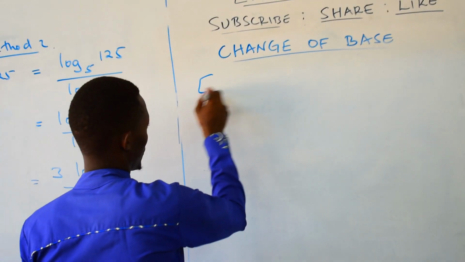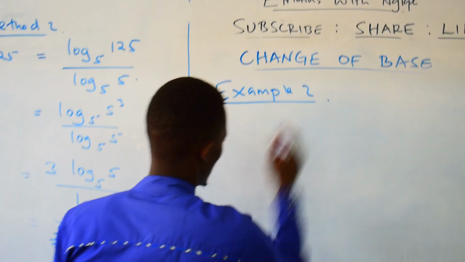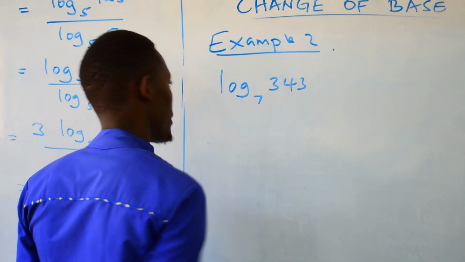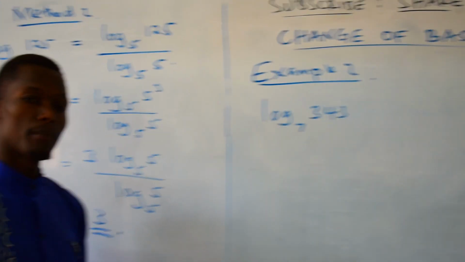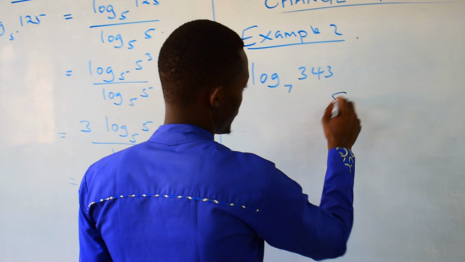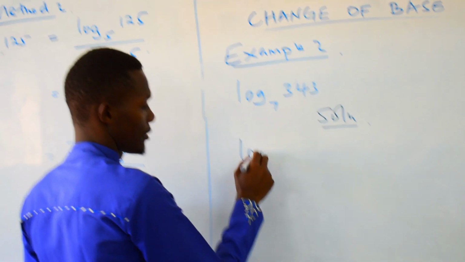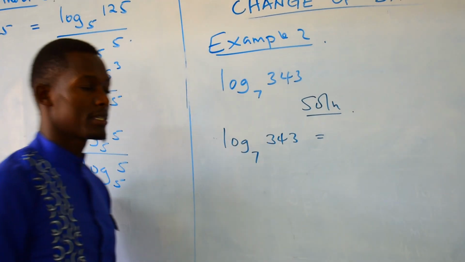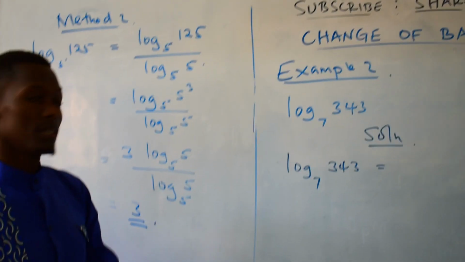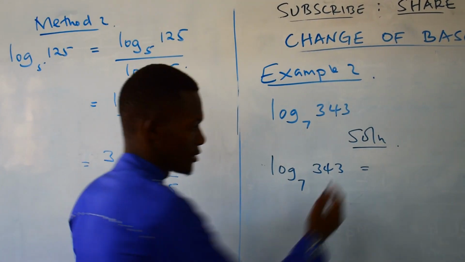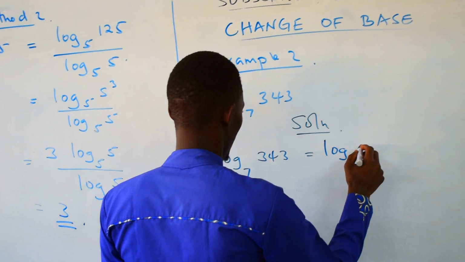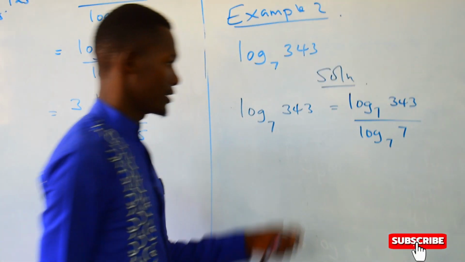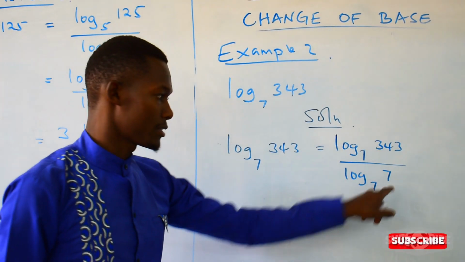So example 2, let's take the log of 343 to base 7. So we solve this by the change of base. So we know the solution. Log of 343 to base 7. You put it to either base 10 or base 7, whichever is convenient. So for our case, let's choose base 7. So then the same as saying log 7 of 343, over log 7 of the number 7. So log of this number, then the log of this number.